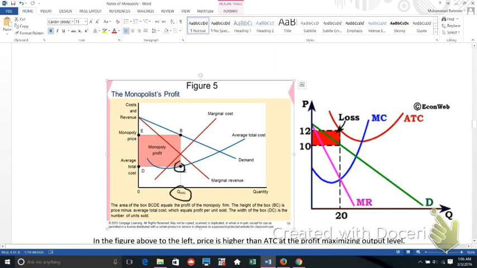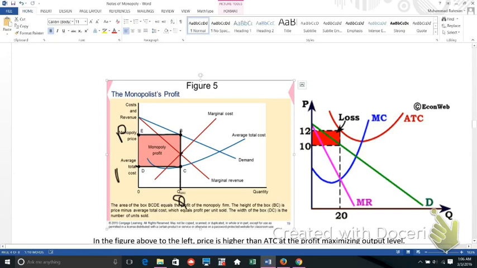I apologize, let me go back a little bit. In this market, in the first figure, equilibrium is found where the marginal cost intercepts the marginal revenue. So that's the intersection point here. And then after we find the equilibrium point, we go down and find the market equilibrium quantity, and we go up to the demand curve to find the market equilibrium price. So this is the monopoly price, this is the monopoly quantity, and at this quantity the average total cost is found by going up to the average total cost curve.